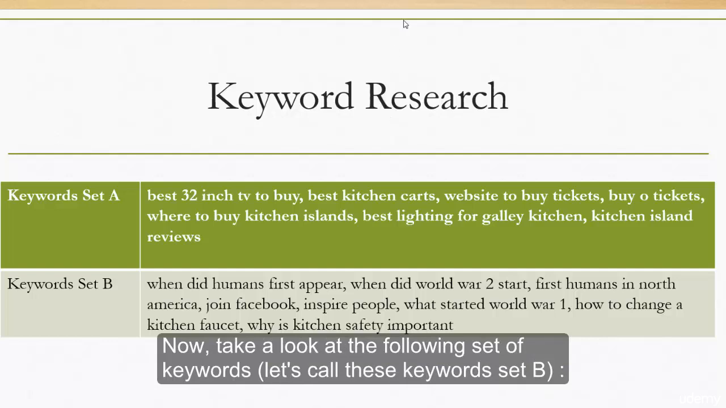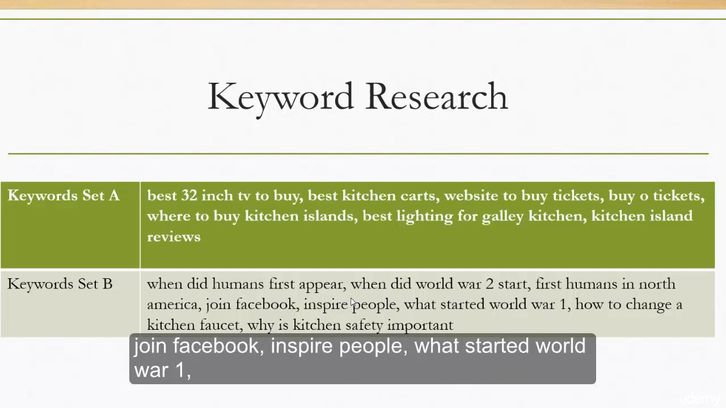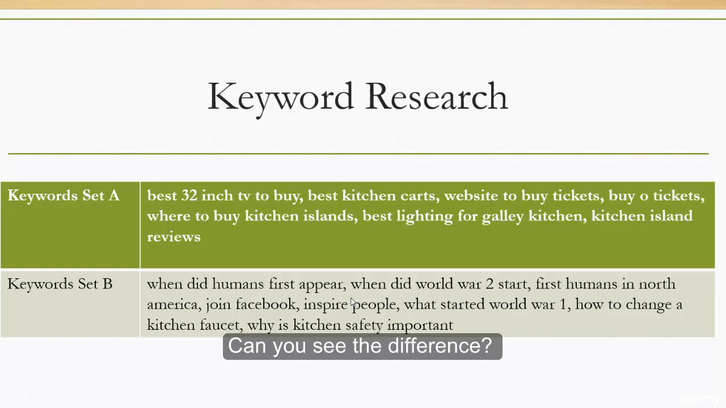Now, take a look at this set of keywords. Let's call these keywords set B. When did humans first appear? When did World War II start? First humans in North America? Join Facebook? Inspire people? What started World War I? How to change a kitchen faucet? Why is kitchen safety important? Can you see the difference?